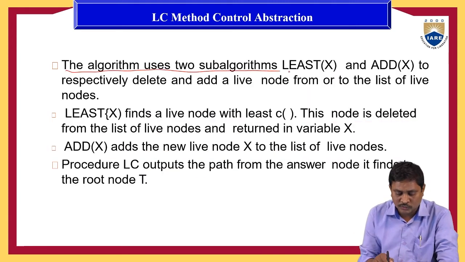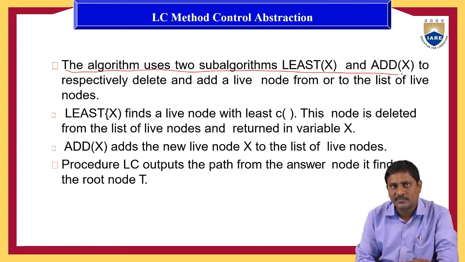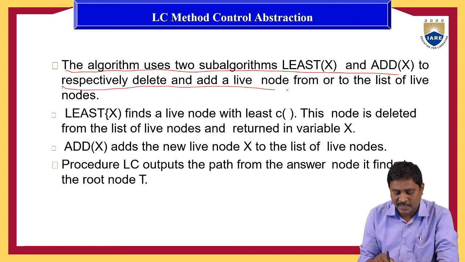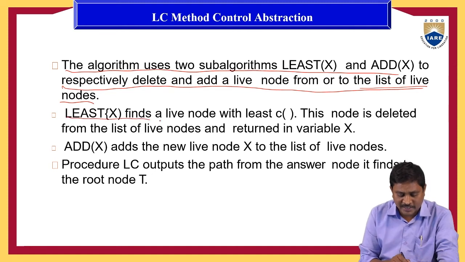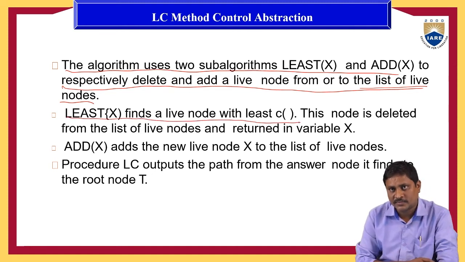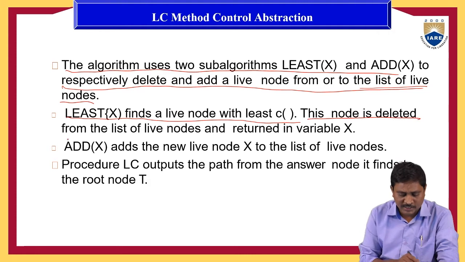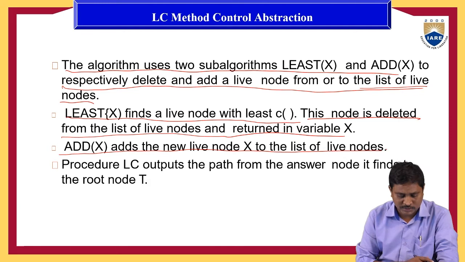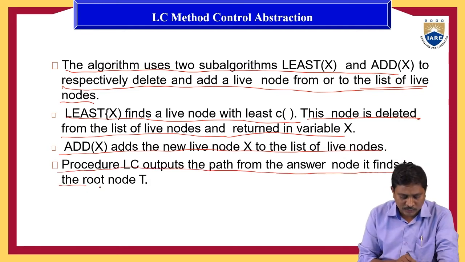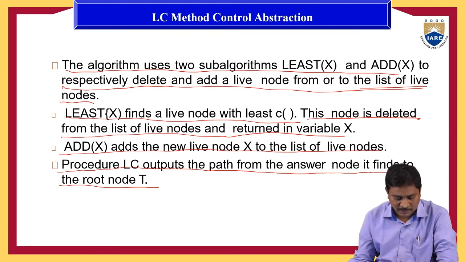The algorithm uses two subalgorithms, list of X and add of X, to respectively delete and add a live node from or to the list of live nodes. List of X finds a live node with the list cost function. This node is deleted from the list of live nodes and returned in variable X. Add of X adds the new live node X to the list of live nodes. Procedure LC outputs the path from the answer node it finds to the root node T.